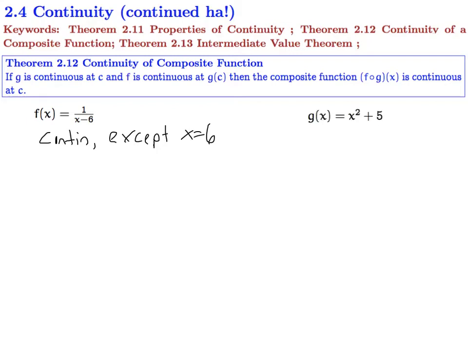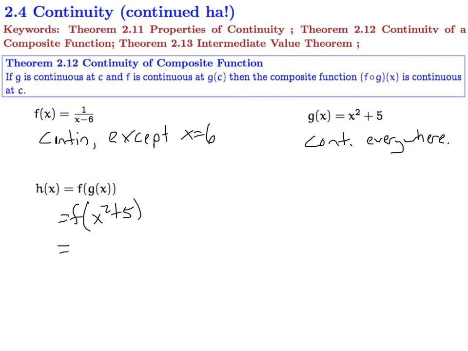We can also think about the function g of x equals x squared plus 5, which is going to be nice and continuous everywhere. It's just a good polynomial. But now we want to think, well, what happens if we tried to compose these functions? So let's build a new function h of x, which is f composed with g. This is the function where we're going to take the g function and put it into the f function, and so what we end up with is 1 over x squared plus 5 minus 6, and if we simplify it down a little bit, this is x squared minus 1.